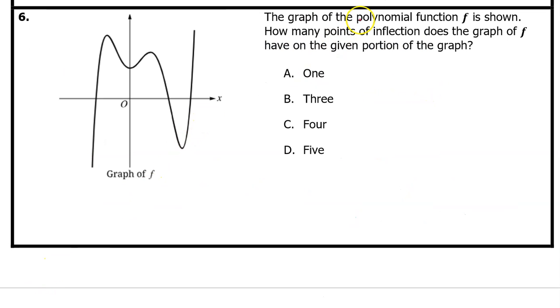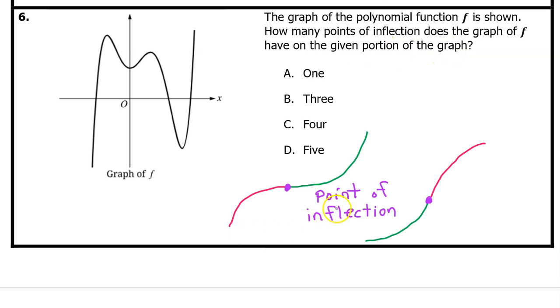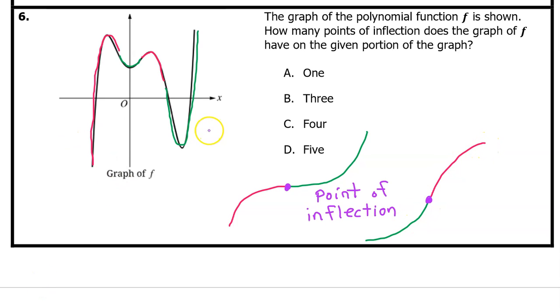Number 6, the graph of the polynomial function f is shown. How many points of inflection does the graph of f have on the given portion of the graph? Remember, a point of inflection is where a graph changes from concave down to concave up, or from concave up to concave down. From left to right, f starts out concave down. At some point, it switches to concave up, so there's going to be a point of inflection in there somewhere.